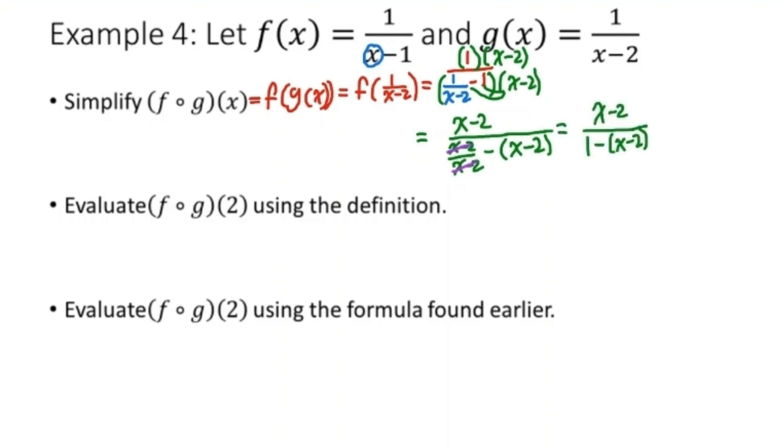And we get x minus 2 all over 1 minus the quantity x minus 2. And you can see that we got rid of the complex fraction. We can still do a little cleaning up in the denominator, distribute the negative 1, and combine like terms. And we get that f of g of x equals x minus 2 over 3 minus x.